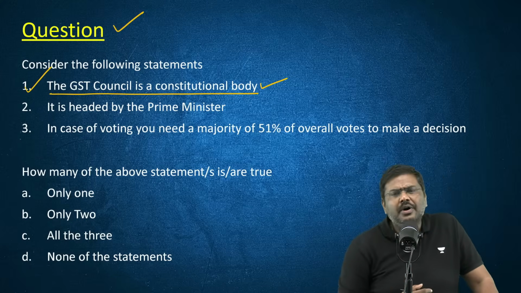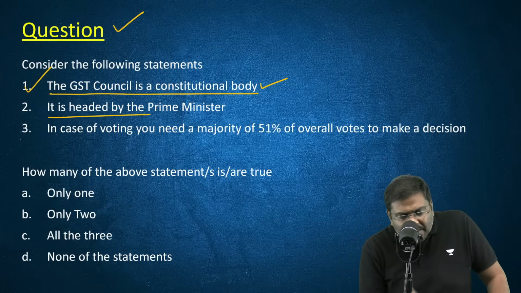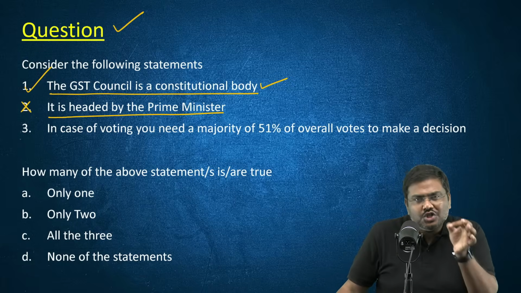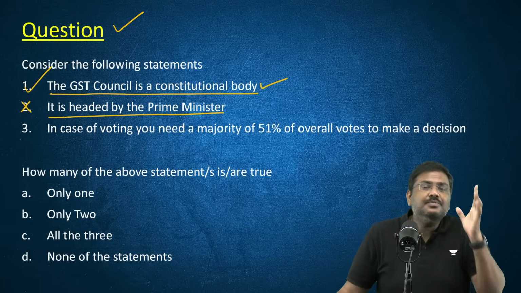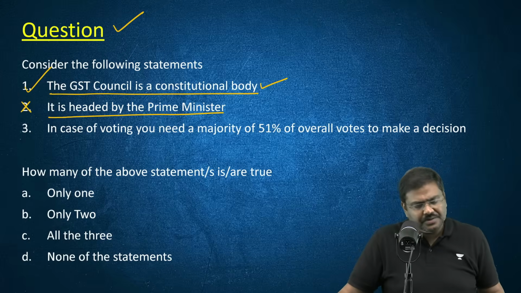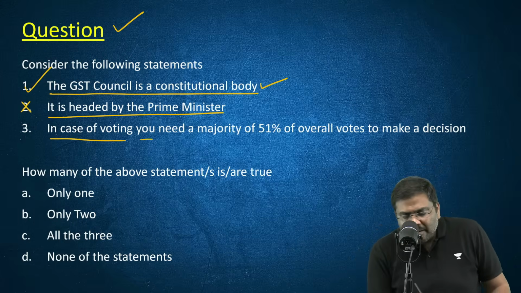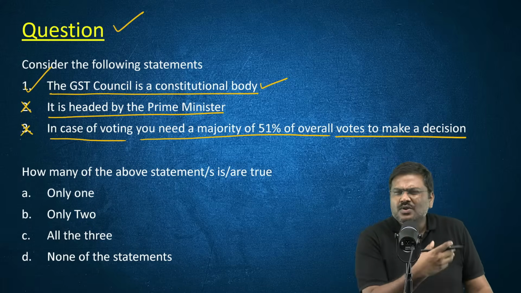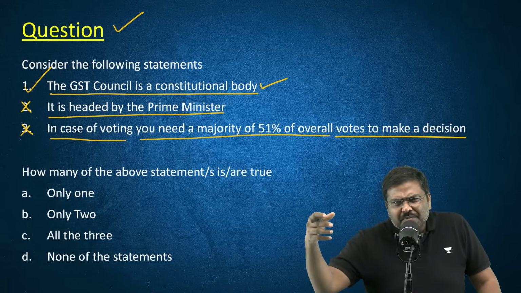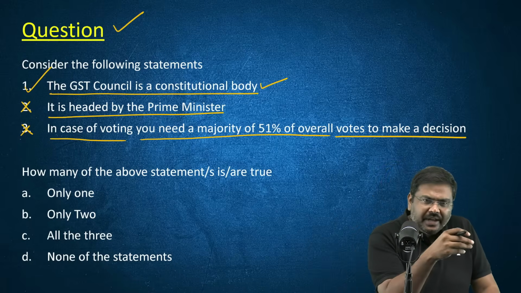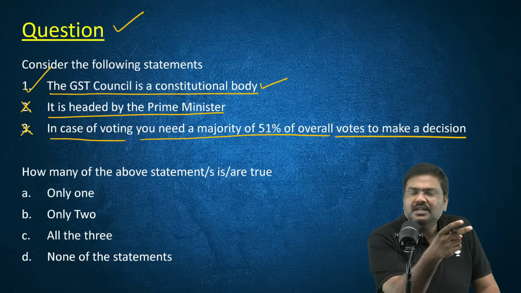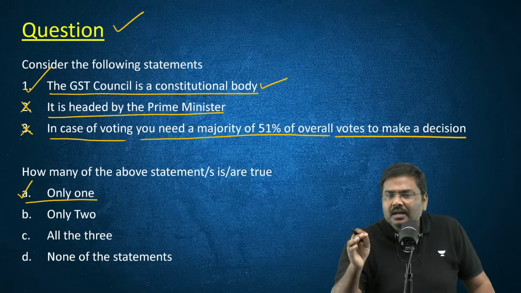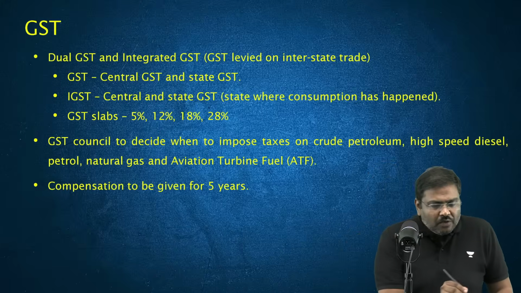It's a constitutional body. It is headed by the Prime Minister. No, not headed by the Prime Minister. It is chaired by the Finance Minister. In case of voting, you need a majority of 51% of overall votes. No, this is also incorrect. Just now we have discussed 75% of present and voting. So of the three, the first one is correct, second and third are incorrect. The right option for the question will be option A. Only one is correct. Okay, let me go forward.